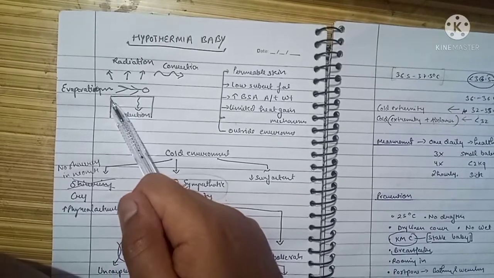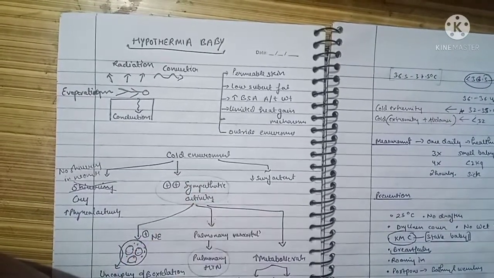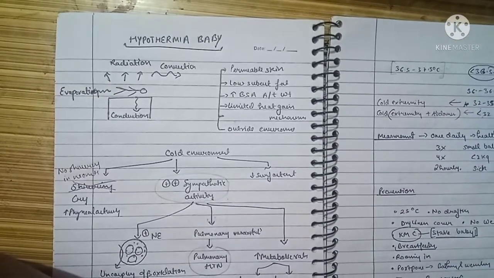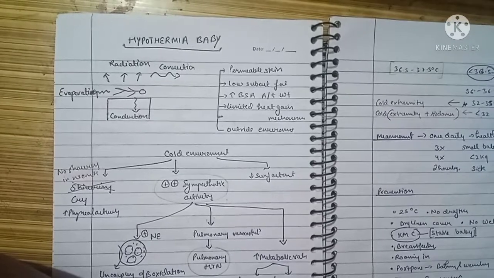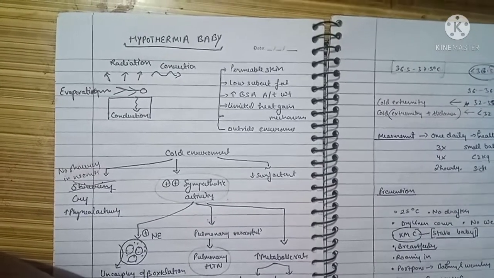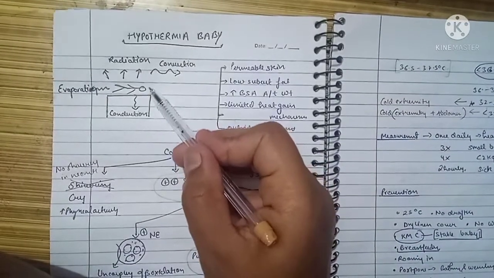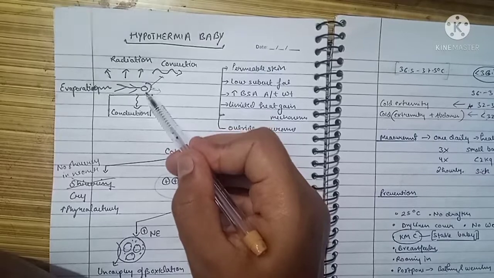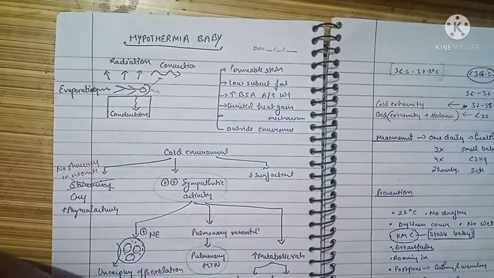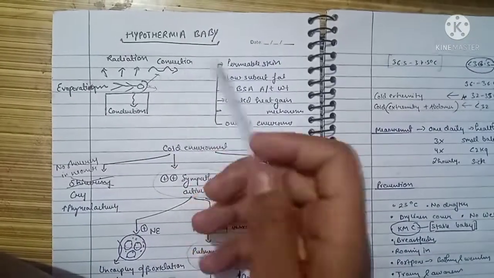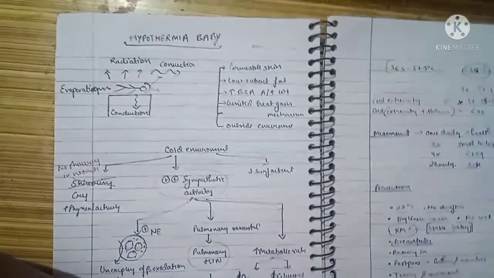There can be evaporation. This can occur because the baby is still wet, and the amniotic fluid keeps on evaporating and along with evaporation takes up the heat. There can be radiation, that is heat dissipation into the surroundings. This is maximum via the head due to the large surface area that is exposed. We have convection, that is the air flowing around takes the heat from the body.